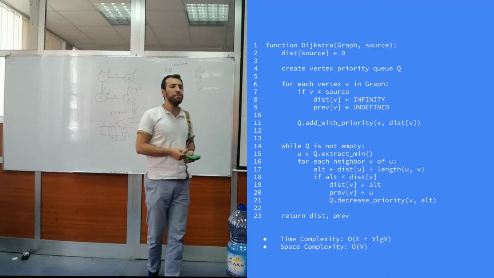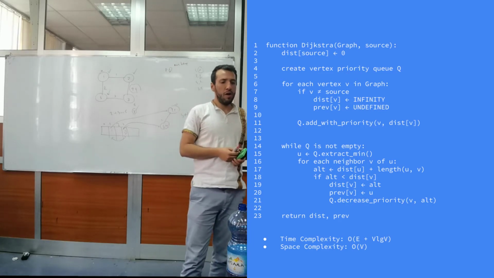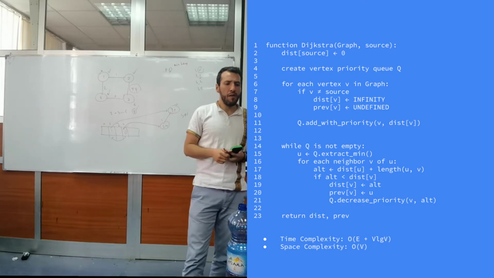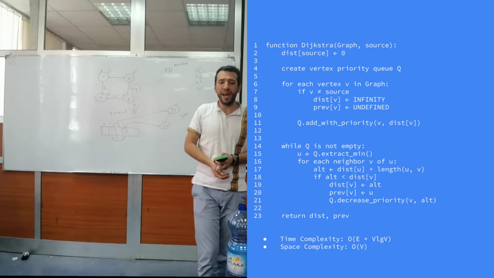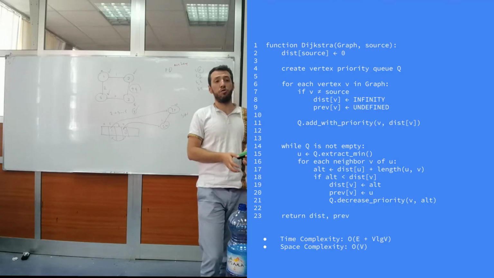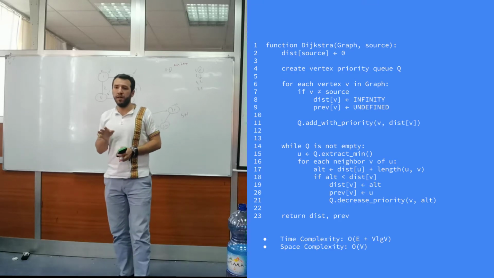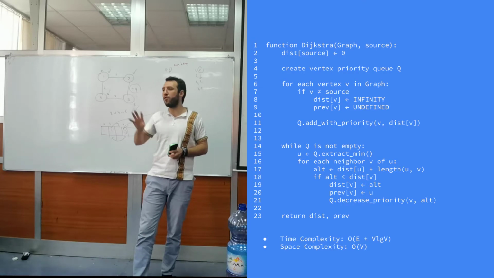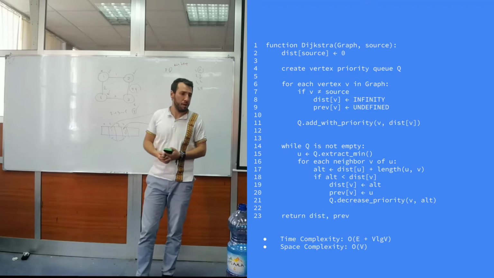Initially, we start with initializing the distance with 0, and we create a priority queue. And then we basically mark all the distances as infinity and the previous node as undefined, and that's what we add into the priority queue. So in this algorithm we also keep track of the shortest path. We are not just interested in the distance, we also keep track of how to get there.